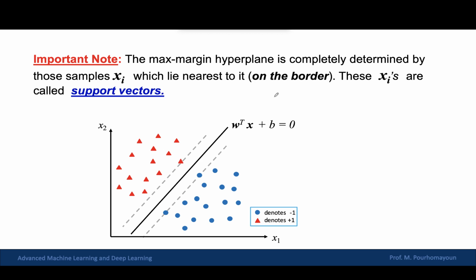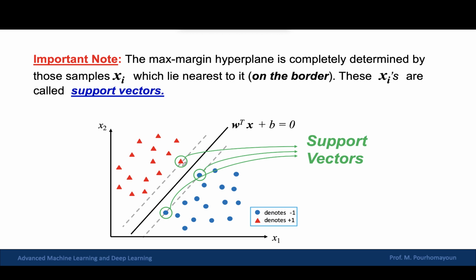All right, this is what I just mentioned again. The maximum margin hyperplane is completely determined by those samples which lie nearest to the border. They are called support vectors. So remember these things, because these are questions in job interviews. You should understand how it works.